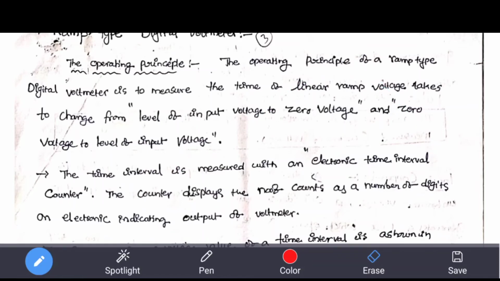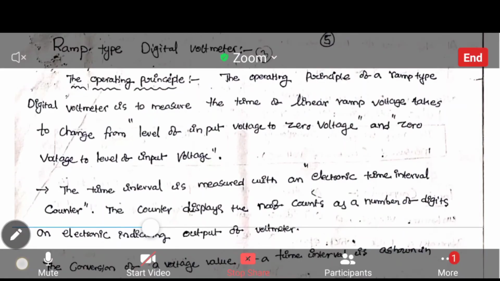The voltage takes time to change from the level of input voltage to 0 voltage. That is, the operating principle of a ramp type digital voltmeter is to measure the time of a linear ramp, the time the voltage takes to change from the level of input voltage to 0 voltage.